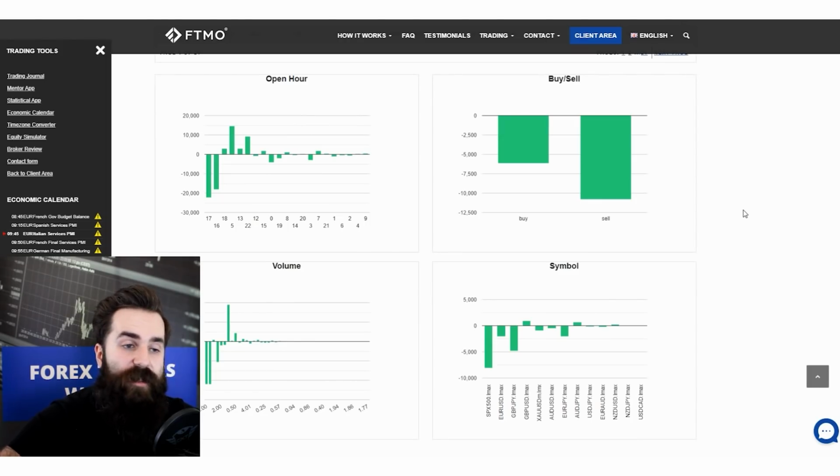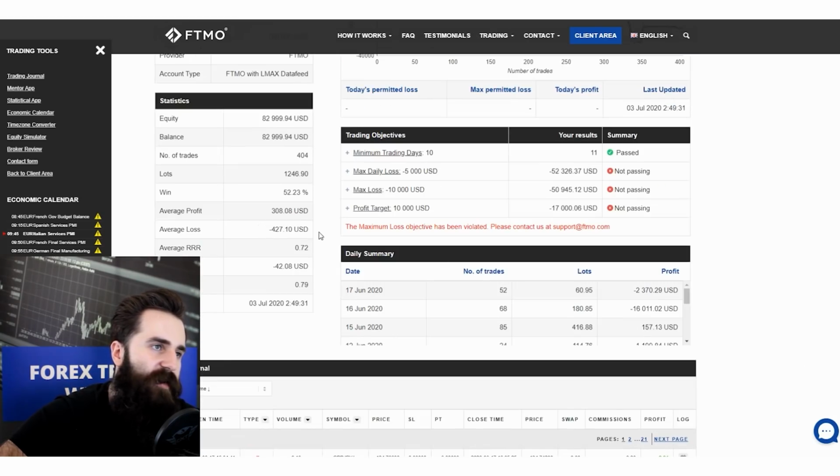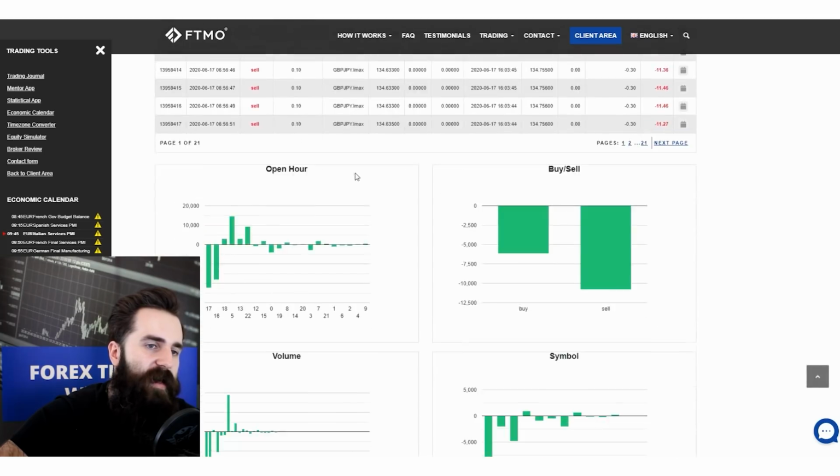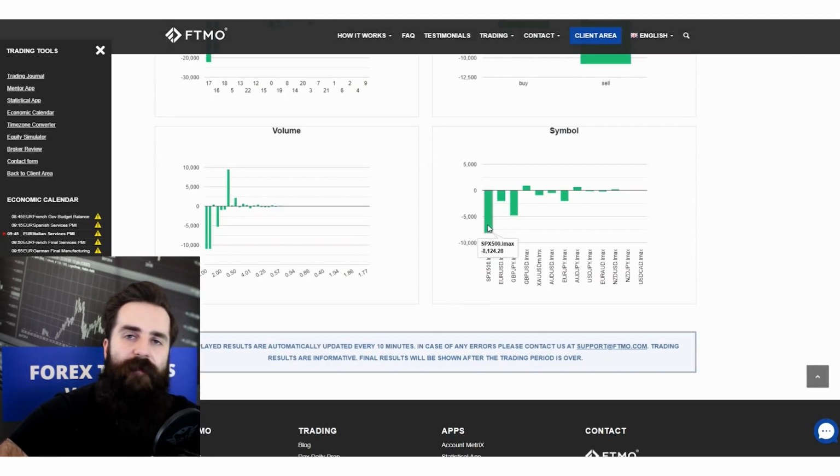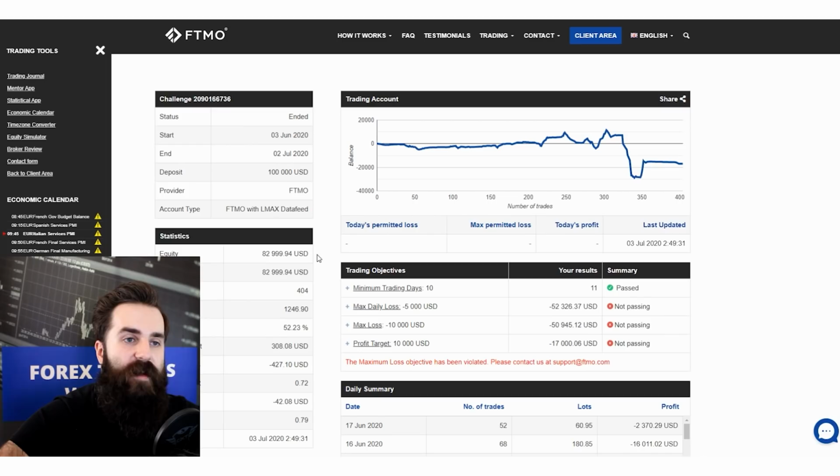Now I could touch on another subject here, and that is that he is mostly losing money on S&P 500. So in this case, since he executed quite many trades actually, if he avoided S&P 500, he would be more profitable, or at the very least he wouldn't really lose that much. Okay, so I feel that I have nothing to add to this one, so let's look at another one.